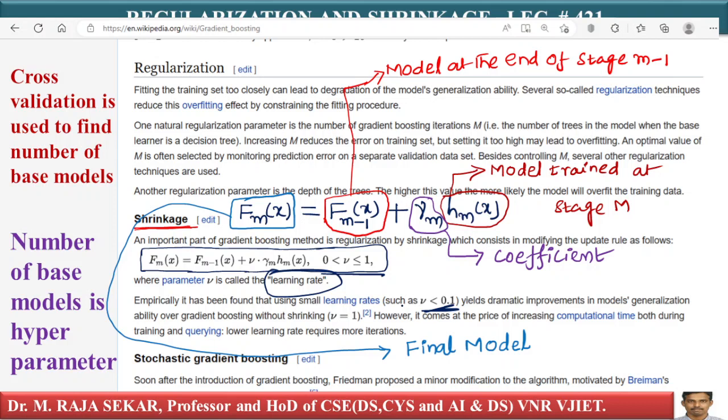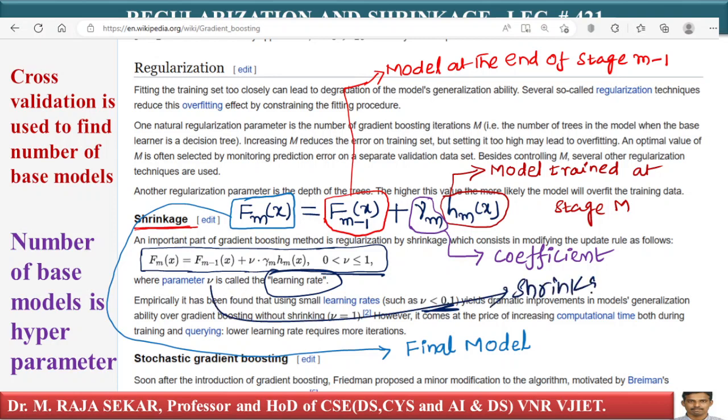Now, let's see what happens if nu is small. If nu is small, what happens? Let's not forget, nu is also a hyperparameter. This is called the shrinkage value. What is this nu? Nu is known as, what is this?